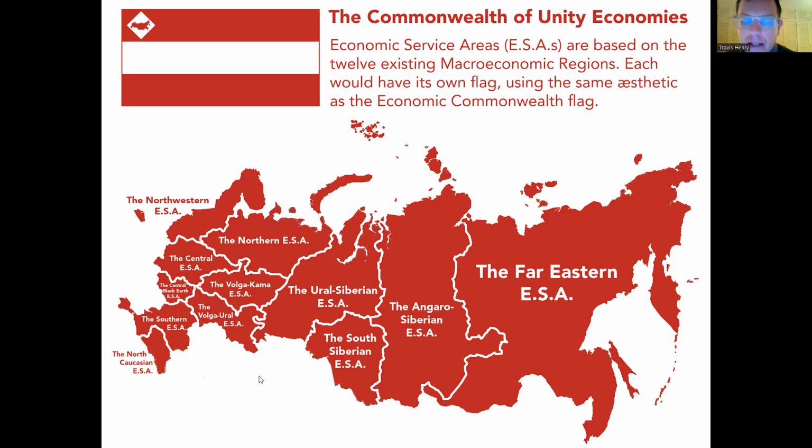They would have their own flag based on the economic Commonwealth flag. Each would have its own red and white logo up in the top: the Far Eastern ESA, the Northwest Western ESA, and so forth. These would be equivalent to something like chambers of commerce or guild associations, economic forums.